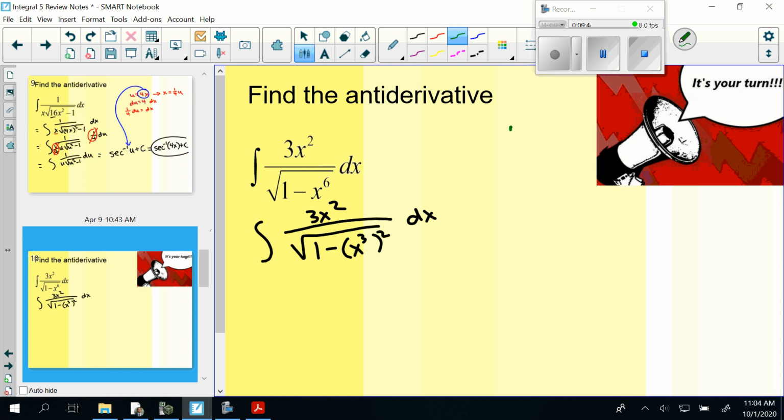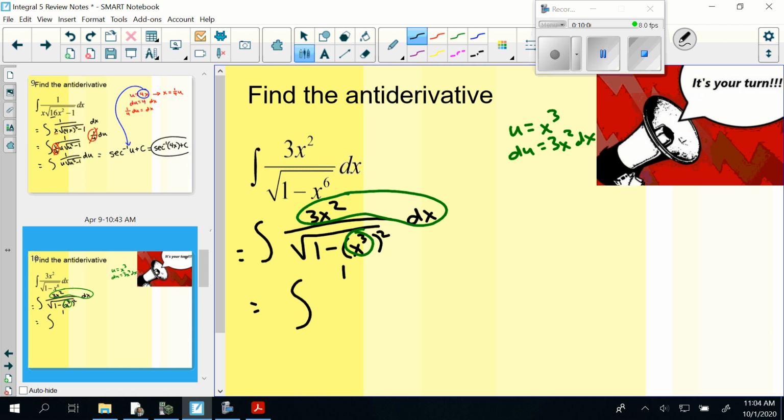So off on the side, you want to do that substitution. Derivative of both sides would be this. On this one, we got 3x squared dx right here, so that should all turn into our du, and then this would turn into our u. So now our integral becomes 1 over square root 1 minus u squared du. And that one is the inverse sine.